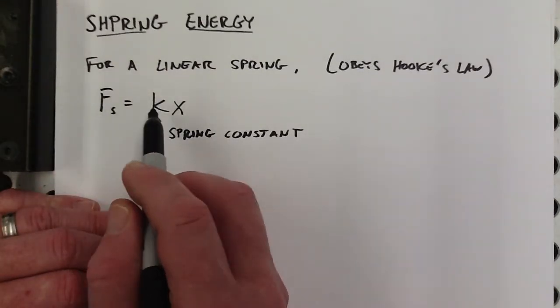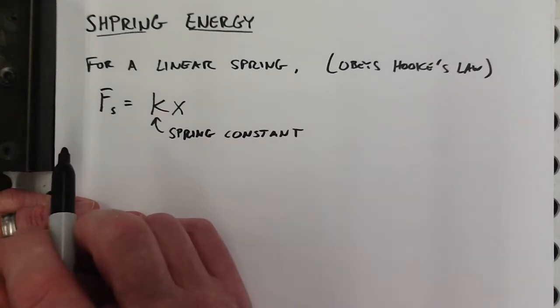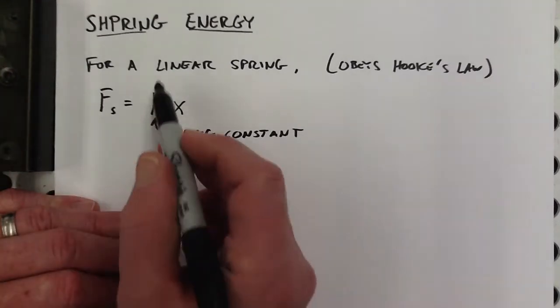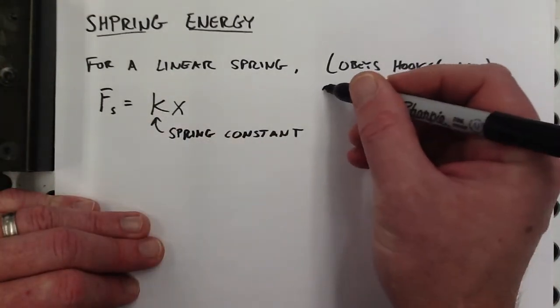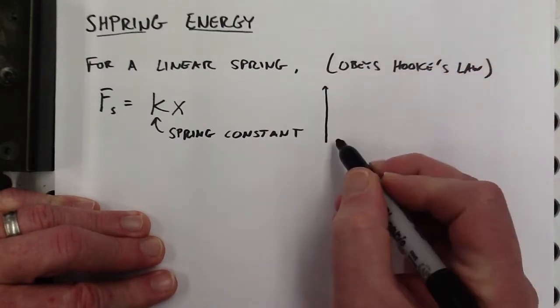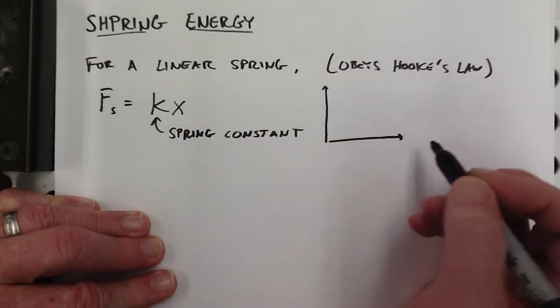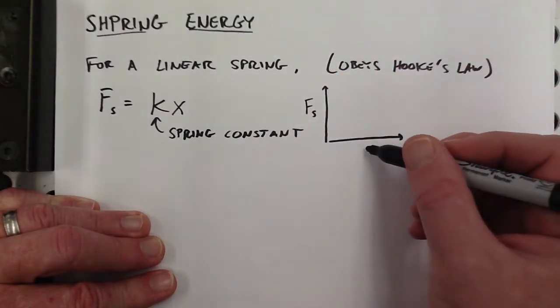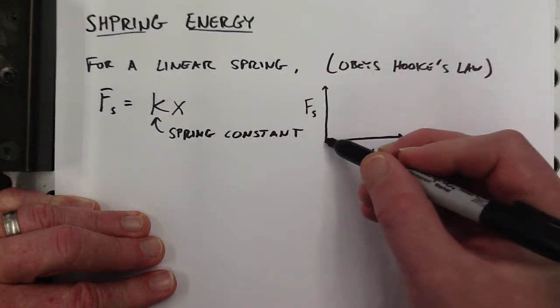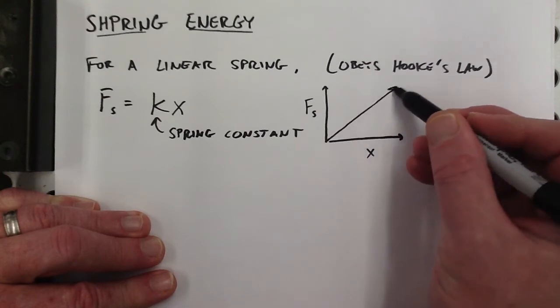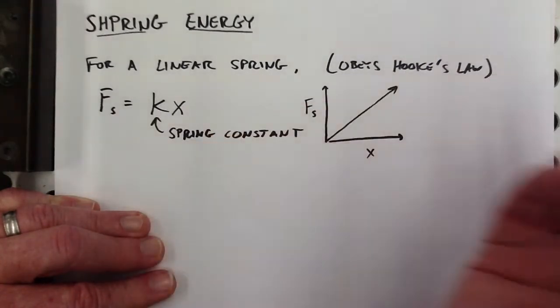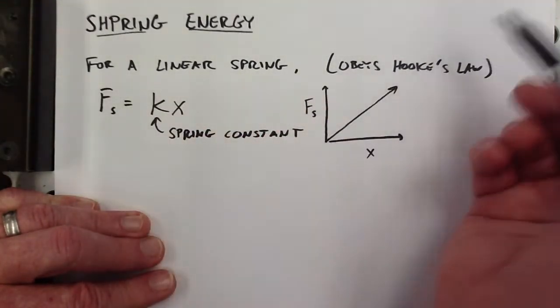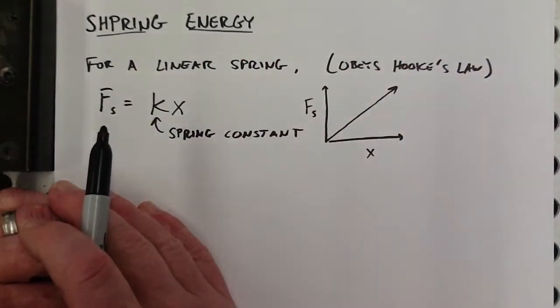So spring force is equal to Kx. And if you made a graph of spring force versus x like you did in the lab, it's going to look like this. The slope of that is k. So it's a linear spring. There's the line. There's nothing super surprising about that.